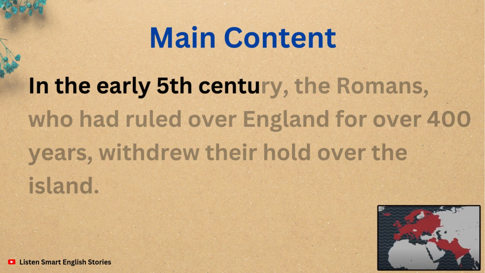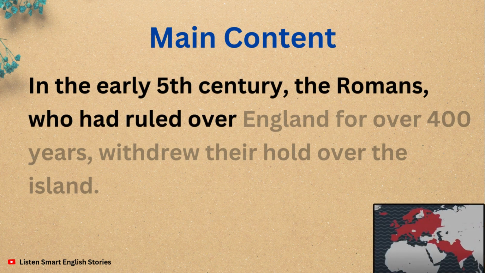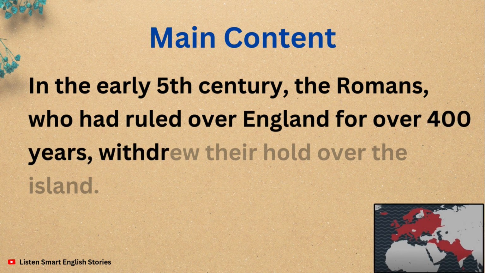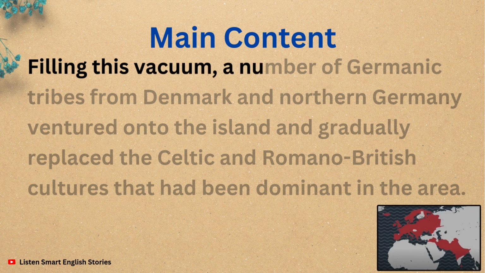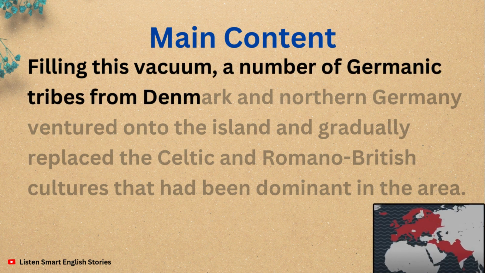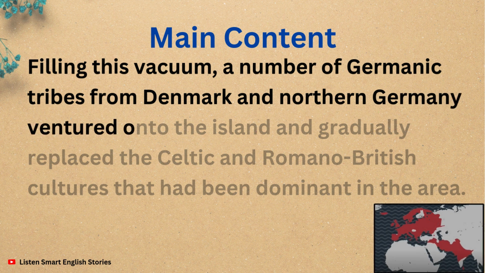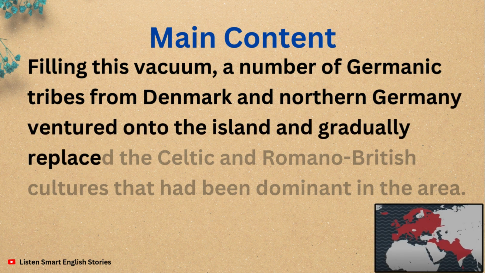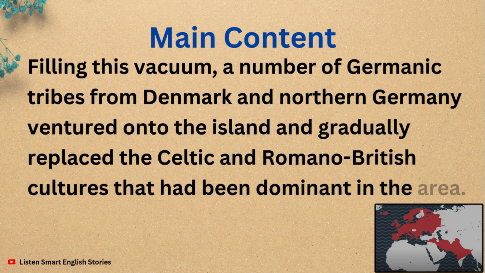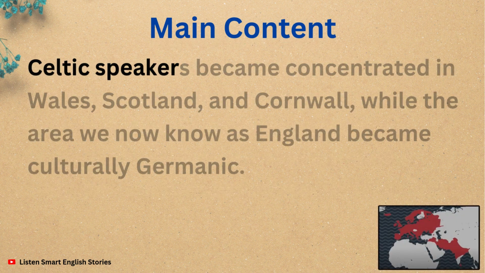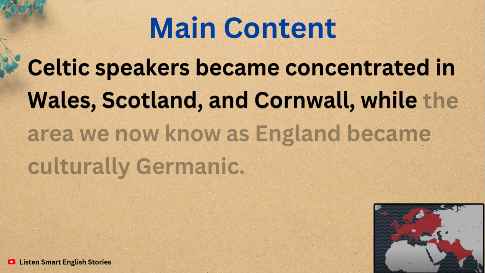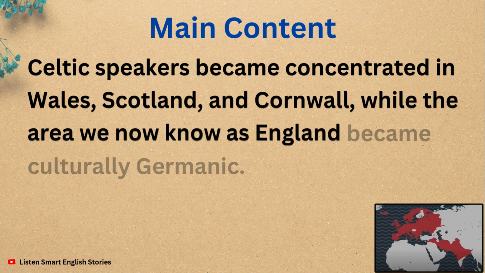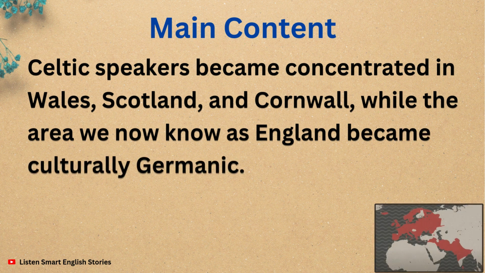In the early 5th century, the Romans, who had ruled over England for over 400 years, withdrew their hold over the island. Filling this vacuum, a number of Germanic tribes from Denmark and northern Germany ventured onto the island and gradually replaced the Celtic and Romano-British cultures that had been dominant in the area.